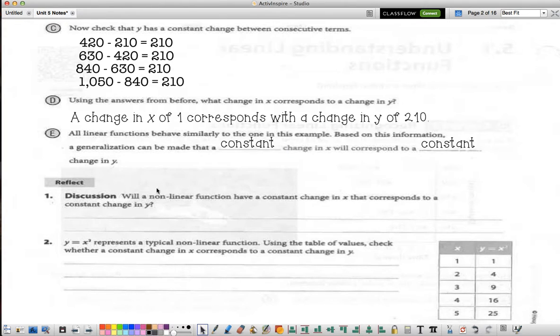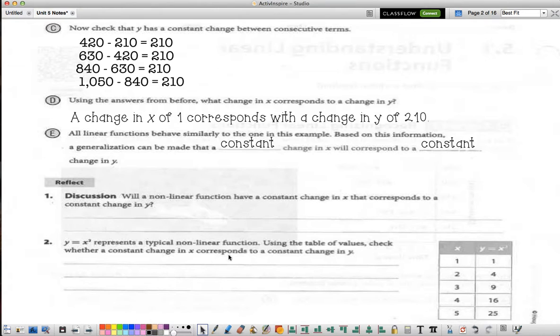All right, so the question now is, will a nonlinear function have a constant change in x that corresponds to a constant change in y? The answer to this is no. Again, if you go back to proportions, we know that in order for something to be proportional, the change has to be constant. And when that happened, we got a graph of a line. So it makes sense that with a linear function, the change in x and y have to be constant.